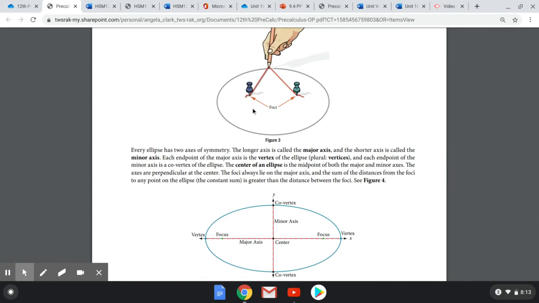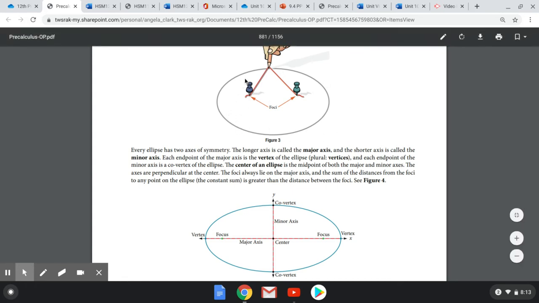Ellipses. This is showing that you could draw an ellipse by having a piece of string connected to the two foci, and then pulling it taut and drawing around. Basically what this is saying is that if you add the two distances from the foci to the ellipse together, the sum is always going to be equal.